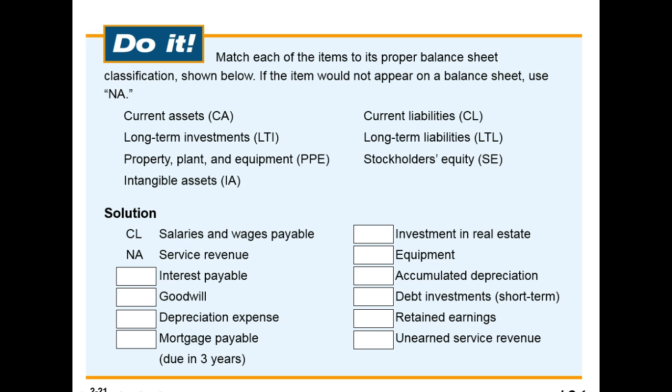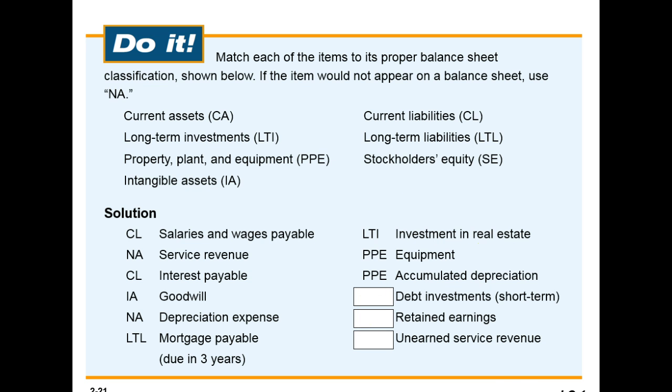NA, interest payable. Current liability, goodwill. Intangible, depreciation expense. Not applicable. Again, expense, it's an income statement item. Mortgage payable, due in 3 years, not 1 year. Long term. Investment in real estate, long term. Equipment, PP&E. Accumulated depreciation is also in PP&E. That's kind of tricky, but no, it goes against the depreciation.